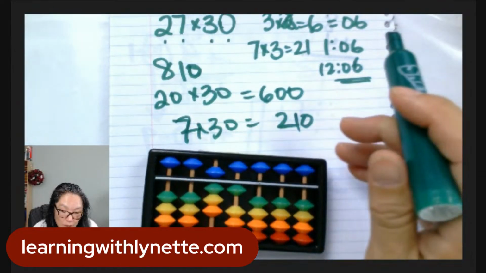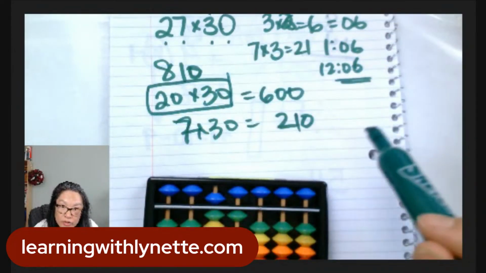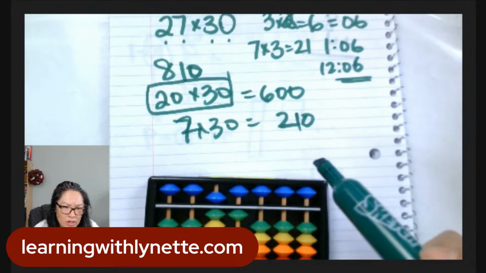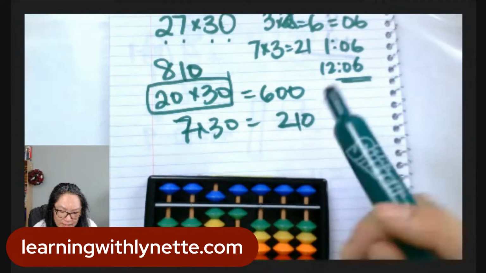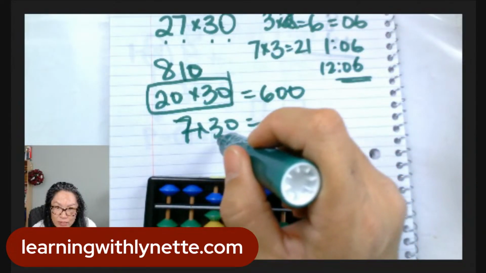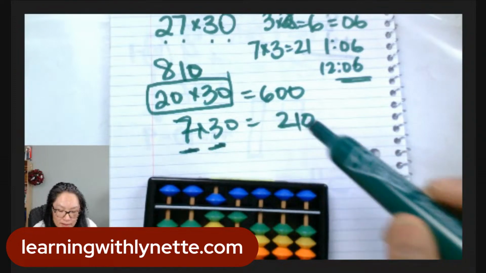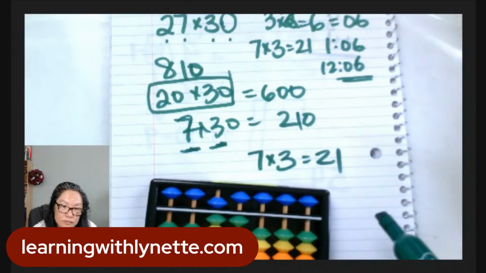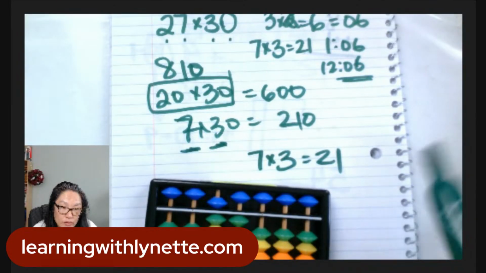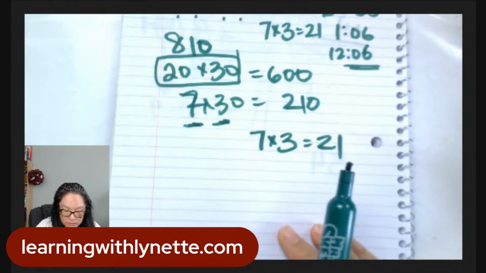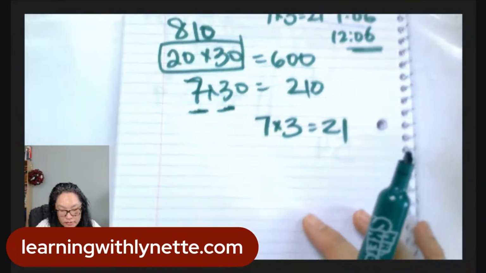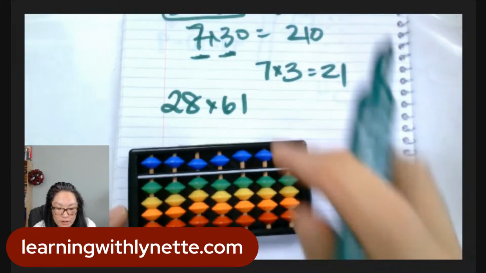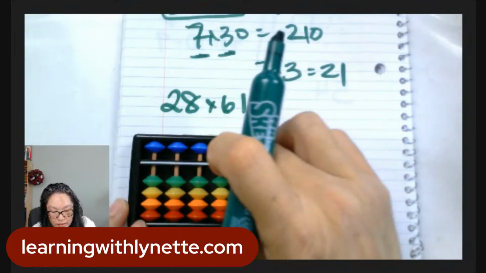So in our multiplication table, we don't go to 200s, 20s and 30s, right? So what we're doing is we take our multiplication table and we solidify our information. We do 7 times 3 is equal to 21. We can do another one, right? We do 28 times 61. Same thing. 1, 2, 3, 4.